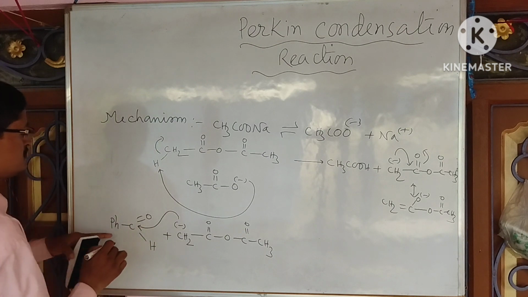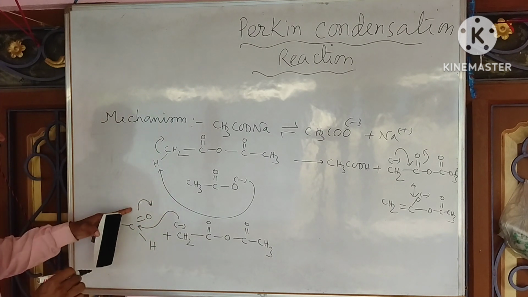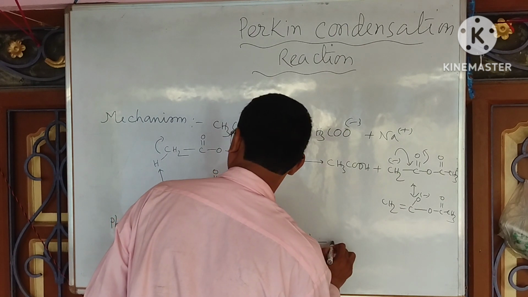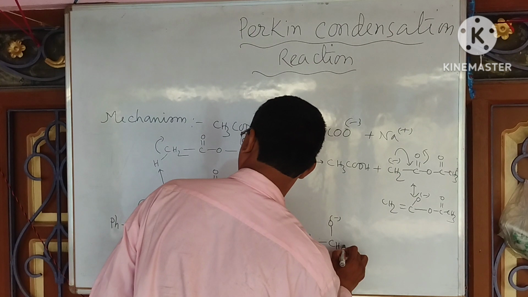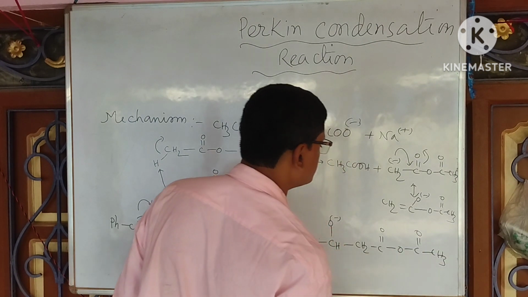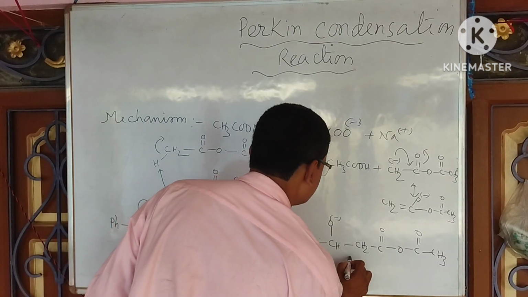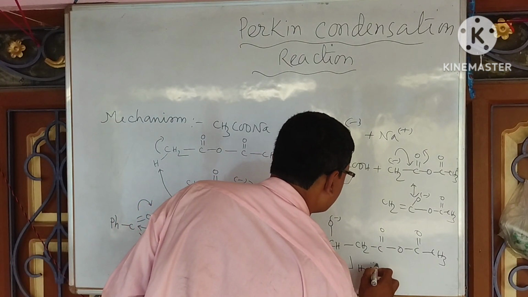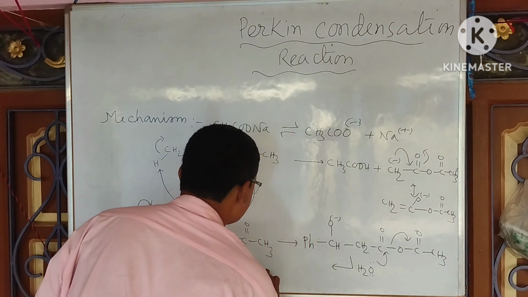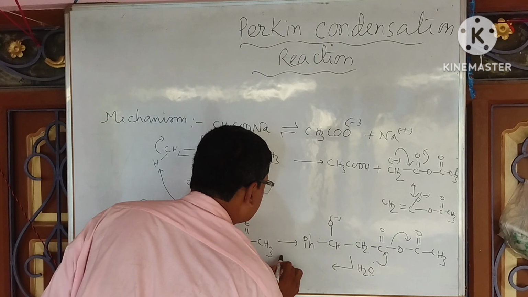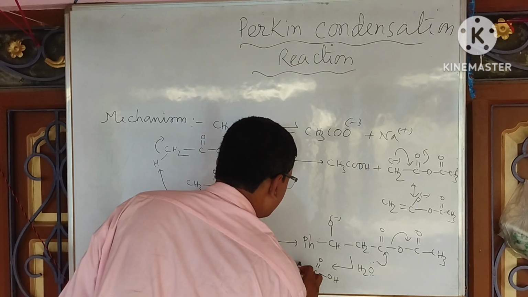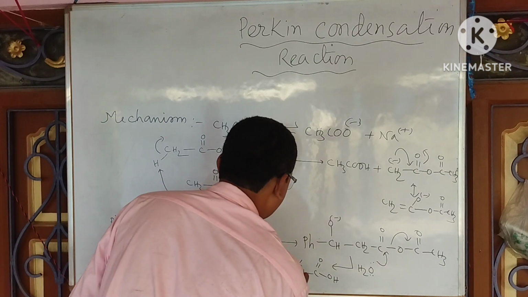This anion attacks the electrophilic center, and the pi bond goes to the O atom, and this is formed: Ph CH O minus, H, CH2 CO O CO CH3. Under this condition, an H2O molecule attacks the corresponding carbonyl group and the leaving group departs from the species to produce Ph CH OH CH2 C double O OH. This is the beta hydroxy carboxylic acid.